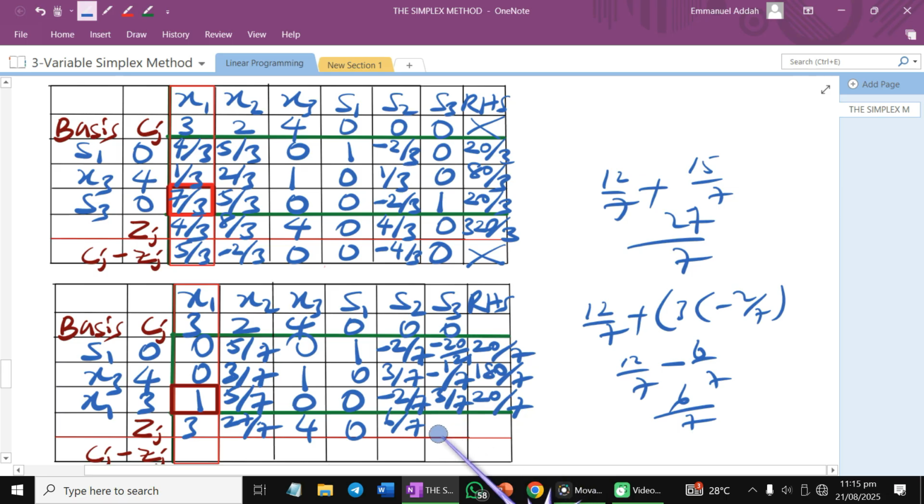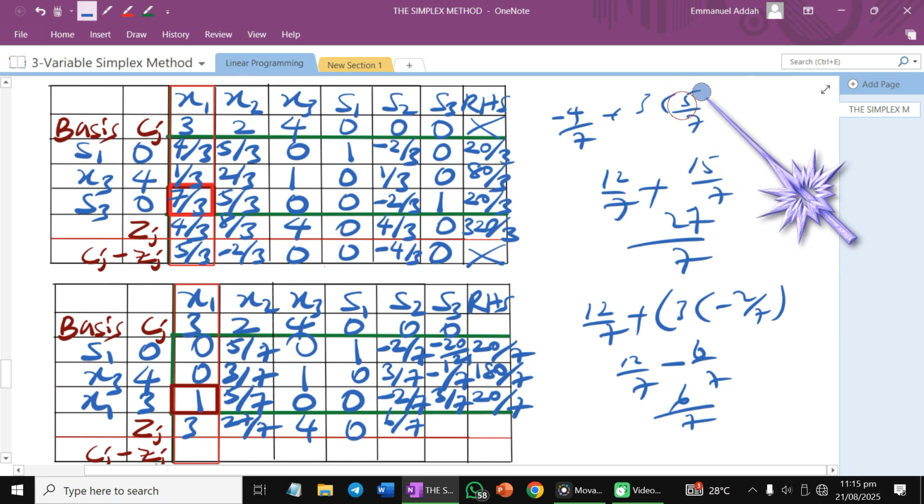Then here, the next one, 0 times this is 0. 4 times minus 4 over 7, that will be minus 4 over 7. This is 4 times minus 1 over 7. Then plus 3 times 5 over 7.